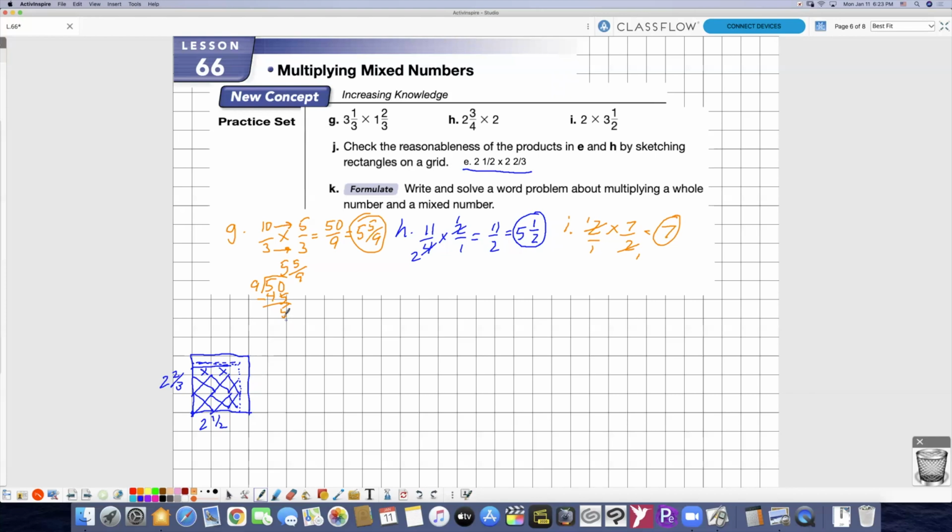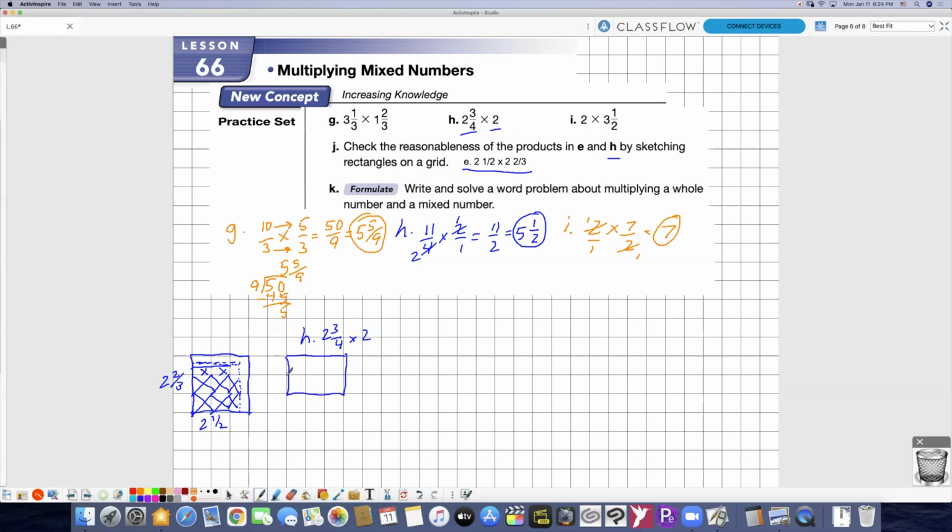I'm going to ask you to just give me a true on this part for letter J. For letter H, I'm going to see if it is reasonable when I draw this out. So I'm going to look at 2 3/4 and 2. So I need to go 2 3/4 at least. So I need 3. And then I'm going to go 2 this direction. So now I have a grid. This would be representing H, the 2 3/4 times 2.